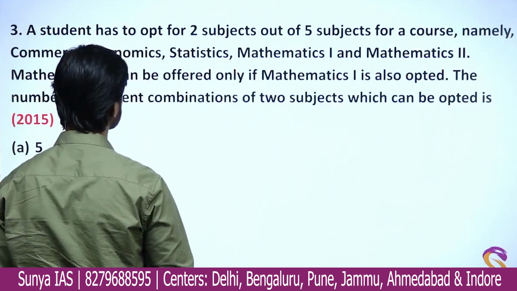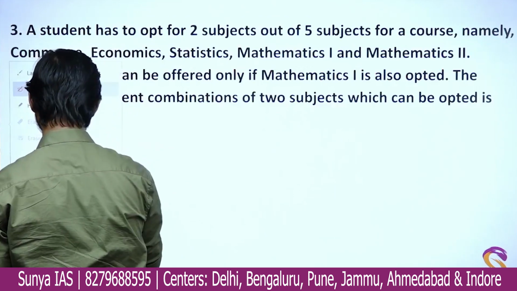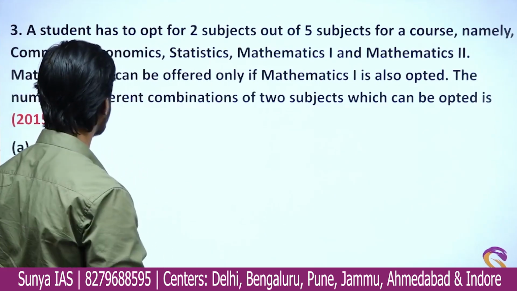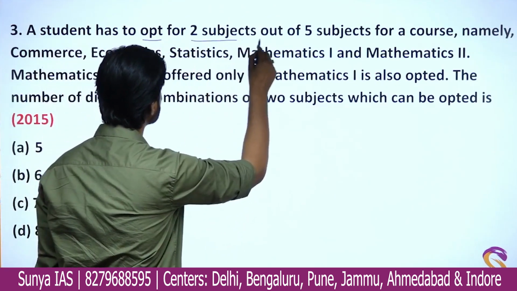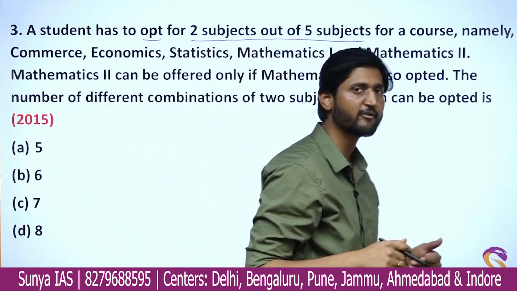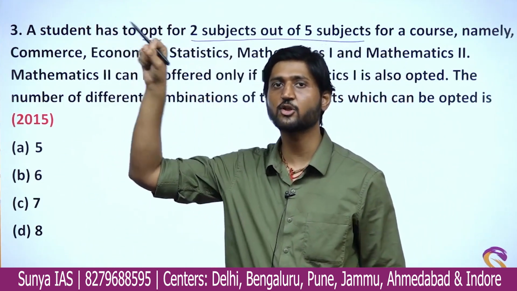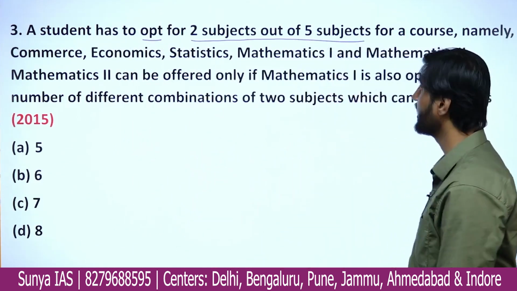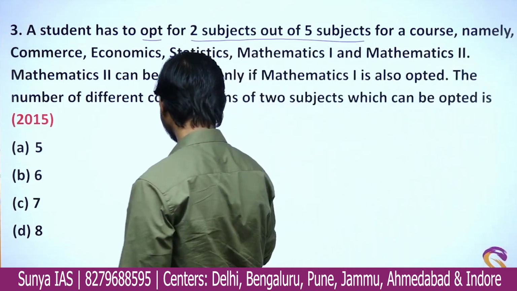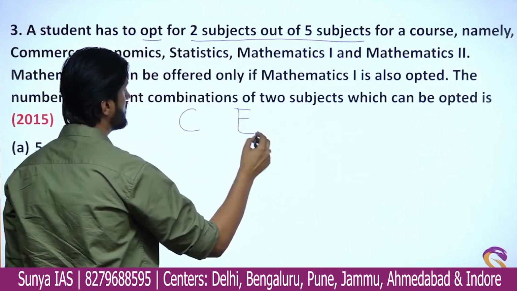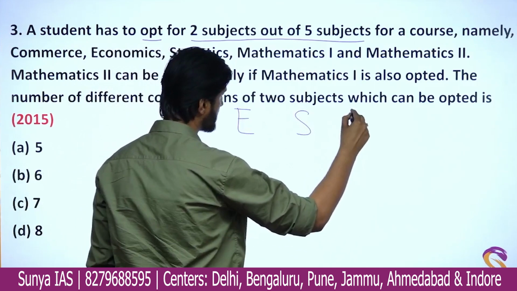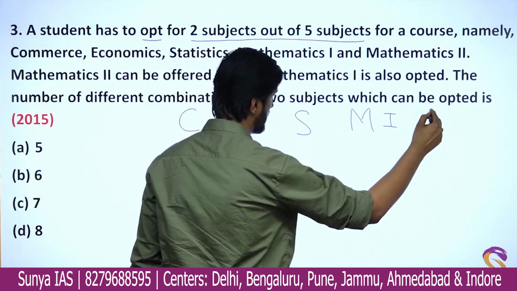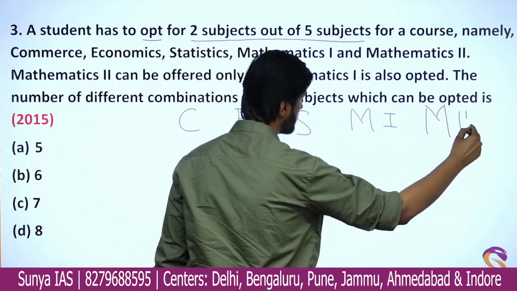So moving on now to the third question. The third question says that a student has to opt for 2 subjects out of 5 subjects. So here you can see you have to select 2 subjects out of 5, and the subjects are commerce, economics, statistics, mathematics 1 and mathematics 2, right?